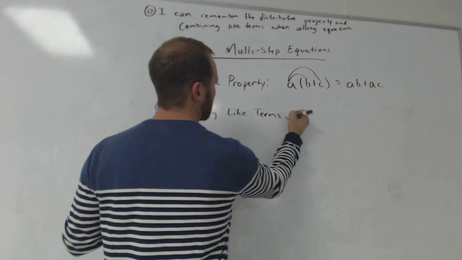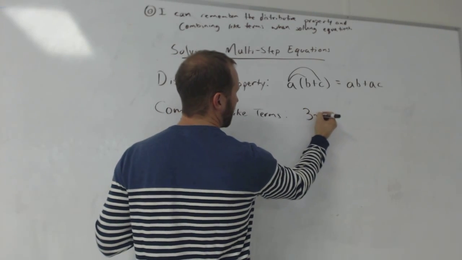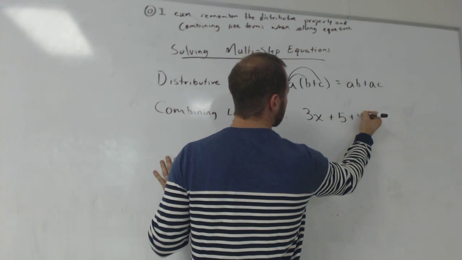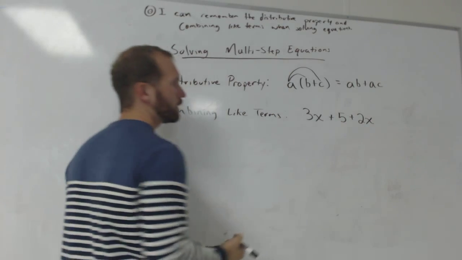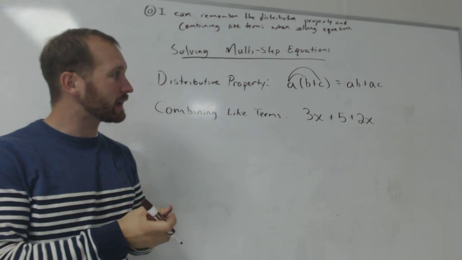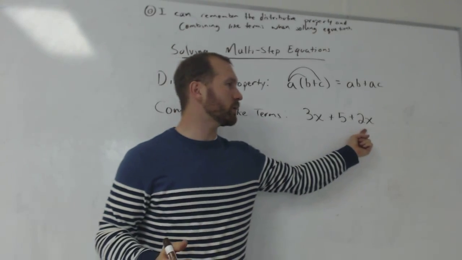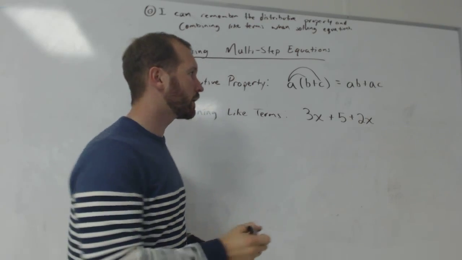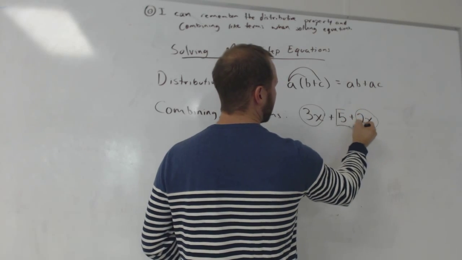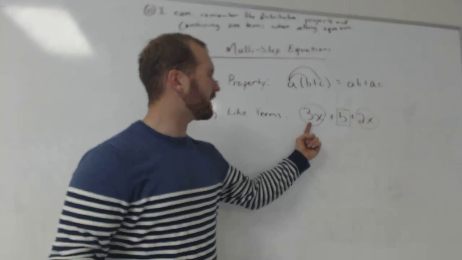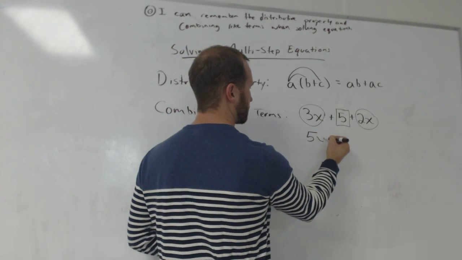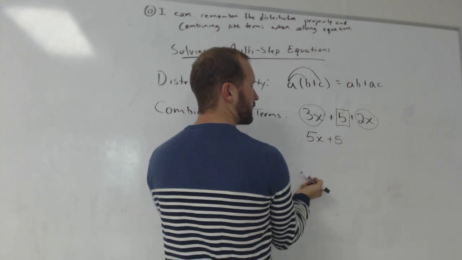refers to if I have something like 3x plus 5 plus 2x. First, I have to identify which terms have the same exact variables. So in this expression, which terms have the same variables? 3x and 2x. So you circle them. And you put a square on the 5. Right, and 5 is different. And then I just combine the 3x plus the 2x, and that would make 5x plus 5. And then this term just stays, right?